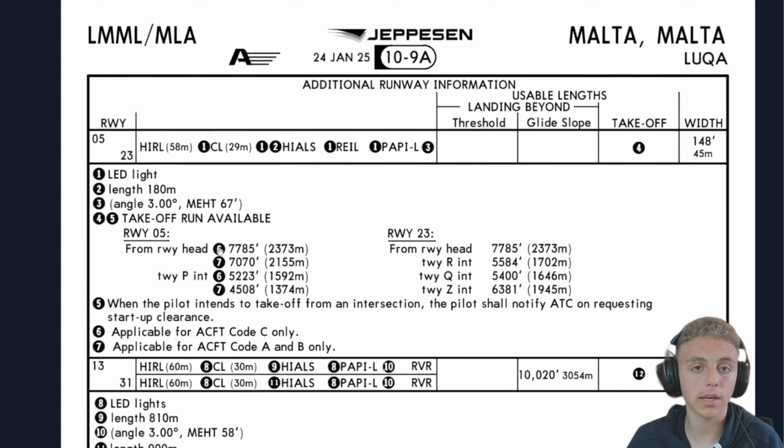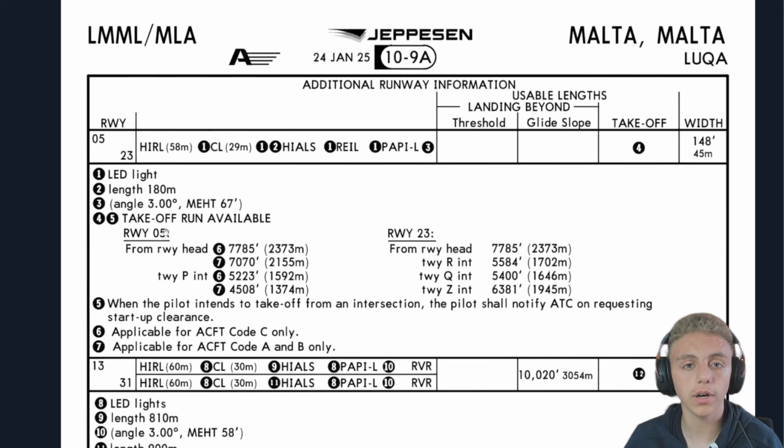So for example, from the runway head, you have 7,785 feet for an aircraft code C or Charlie, which is about 115 to 160 knots approach speed. These would be your usual 737s, A320s. And for aircraft code A and B, which are lighter aircraft, is this one over here, 7,070 feet. And same for runway 23.